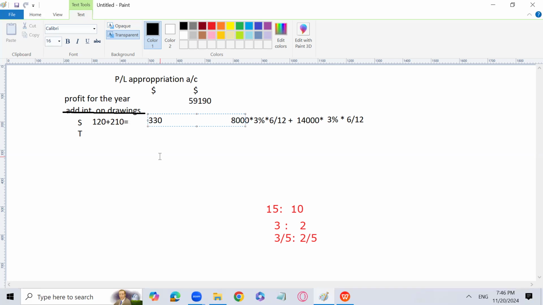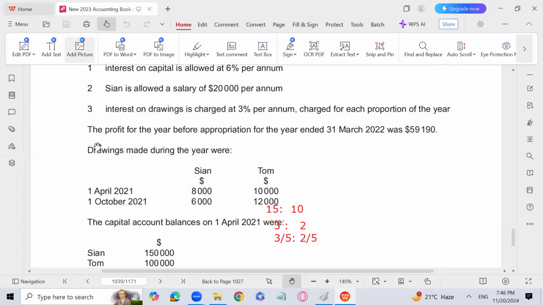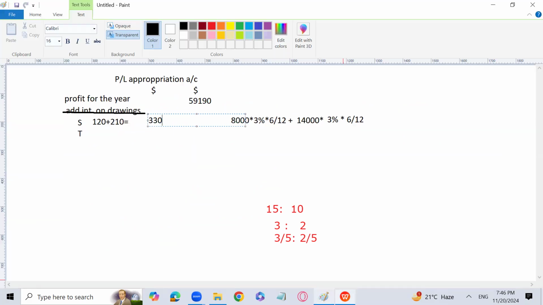You got it? I hope that you got it. If you have any problem, you can ask me directly. Now let's talk about T. The drawings for T for the first 6 months are 10,000, and for the last 6 months, the drawings for T are 12,000. The percentage of the interest on drawing is 3%.